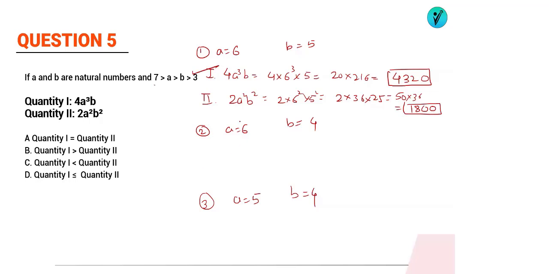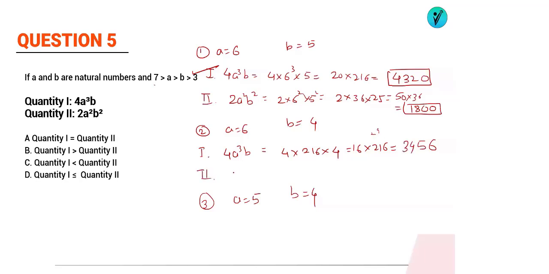Okay. Now in the second one, we will apply the same thing again. 4A cube B means 4 into 6 cube, which is 216, into B which is 4. So 4 fours are 16, into 216, how much will it be? 16 sixes are 96, carry 9. 16 plus 9 is 25, carry 2. 32 plus 2 is 34.